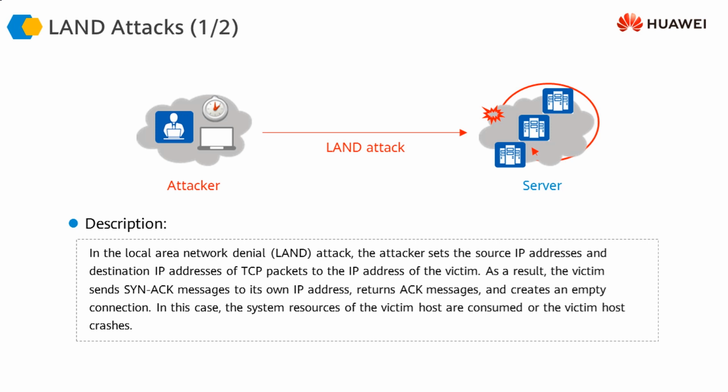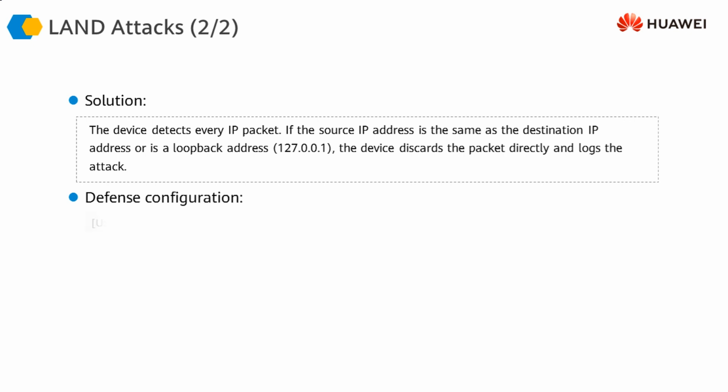This is a land attack, or local area network denial attack, whereby the server is receiving a lot of packets and it's sending the replies to itself. So it's not only receiving the packets, but it's sending the replies to itself as well, which adds even more load to the server. In order to protect against this attack, we need to issue the command firewall defend land enable, in which case the firewall sees that if the source and destination IP address are the same, then the firewall is going to discard that packet. Even if the local loopback IP address is being used as the source IP, it is going to discard the packet, and it is going to protect the server.